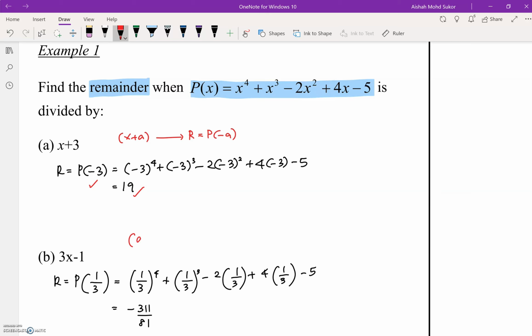If we have a divisor of ax minus b, then our remainder will be p(b over a). So we substitute x equals 1 over 3 and we get negative 311 over 81. So without doing the long division, we can get the remainder by using the remainder theorem.